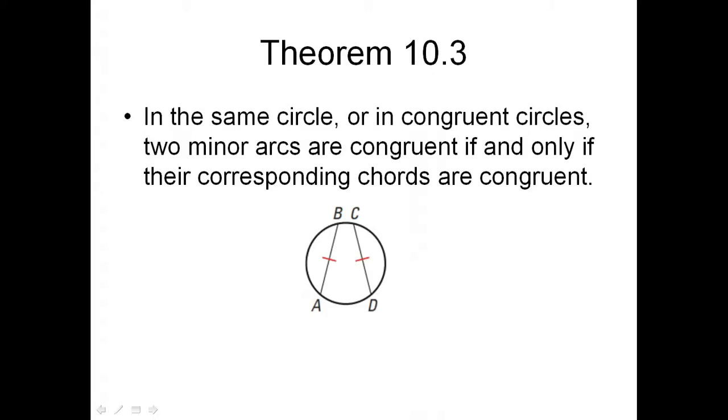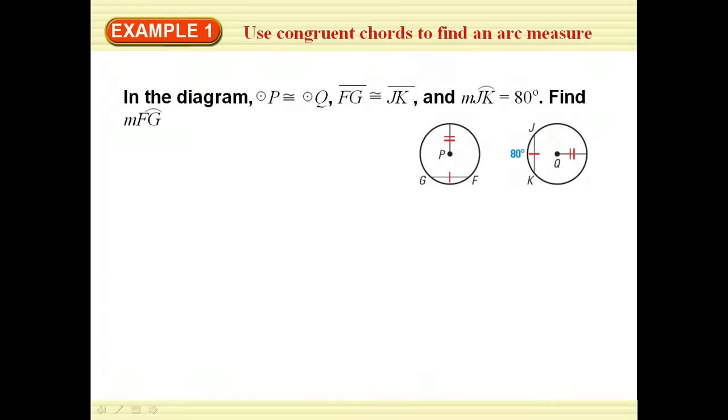In the same circle or in congruent circles, two minor arcs are congruent if and only if their corresponding chords are congruent. So if I have equal chords, then the minor arcs formed by those chords will be congruent. So arc AB is congruent to arc CD if and only if line segment AB is congruent to line segment CD.